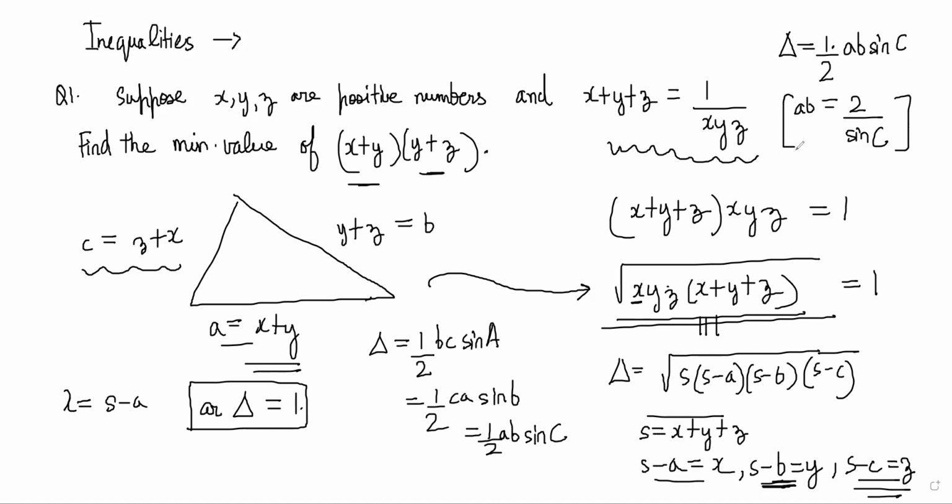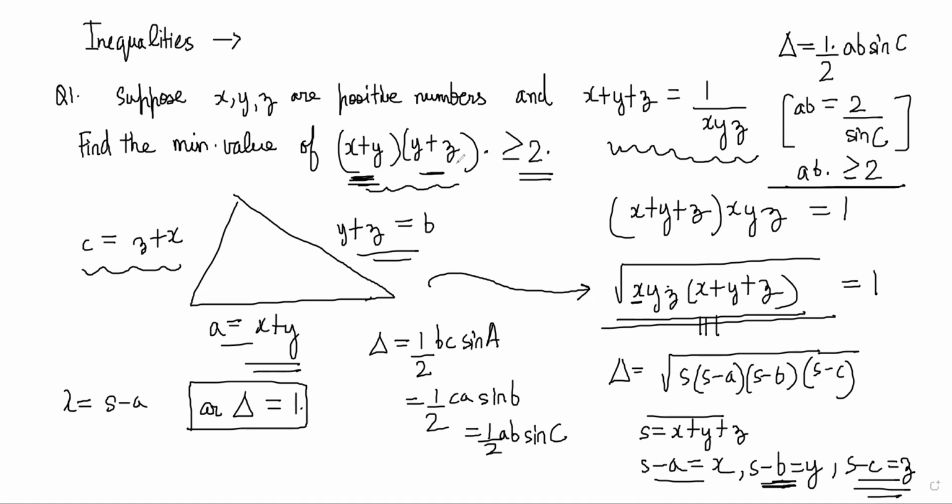AB is coming as 2 by sine C, and what is A and B? A is x plus y and B is y plus z. So we are getting x plus y into y plus z is 2 by sine C, which is clearly greater than or equal to 2, because sine C is less than or equal to 1. So we have gotten the minimum value of this product, and that is greater than or equal to 2. The question has been very easily solved just because we hit upon the right substitution.